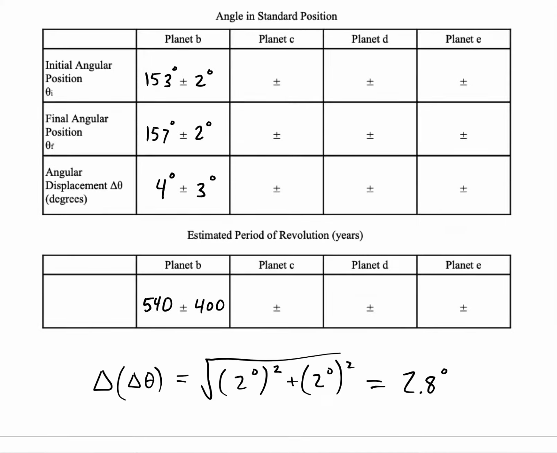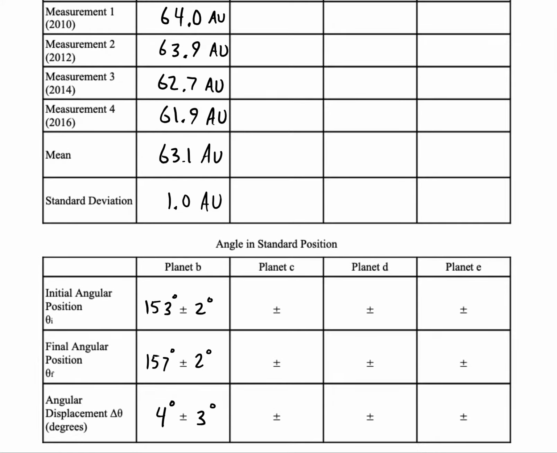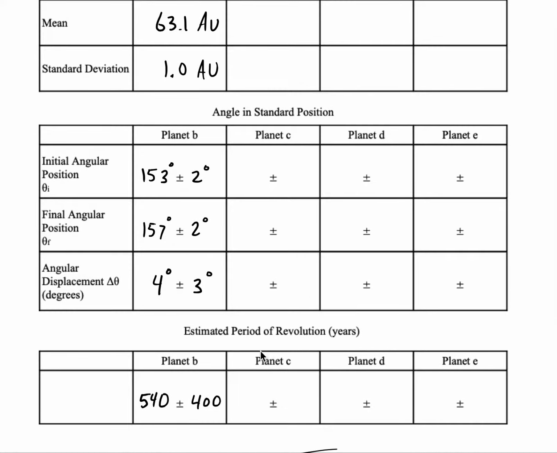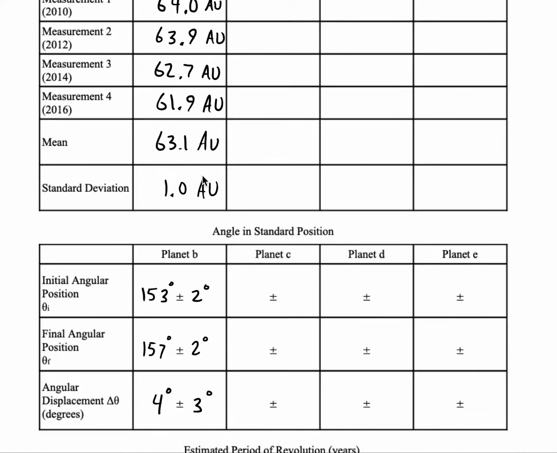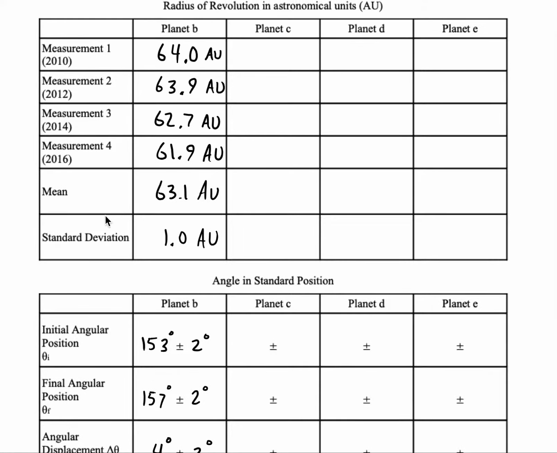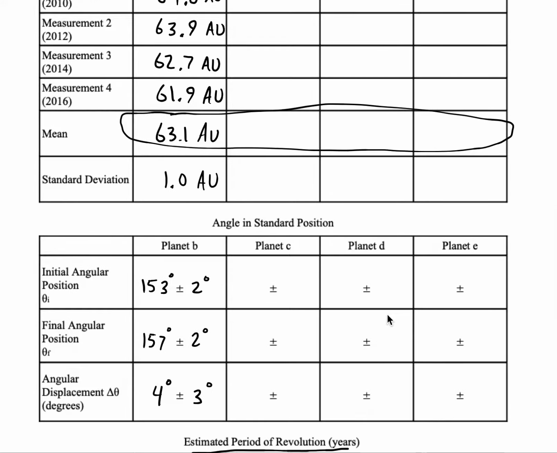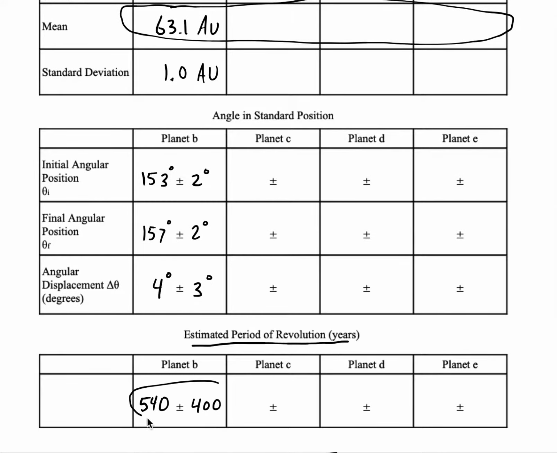So, what you'll want to do is take information about the period of revolution for each planet, and then take information about the average radius of revolution. So these are going to be the rows that you want to use on the next part.